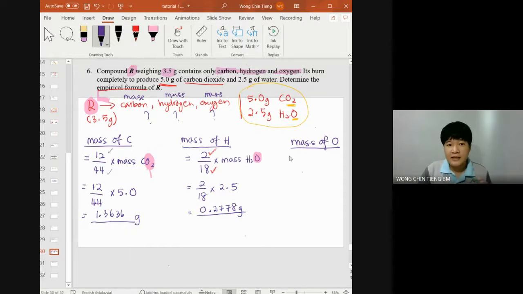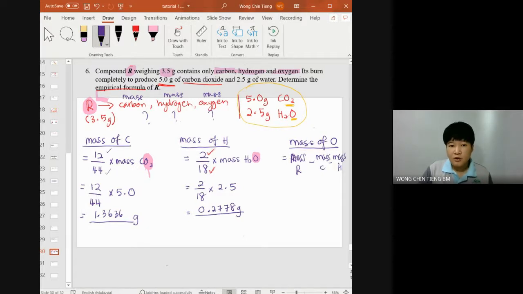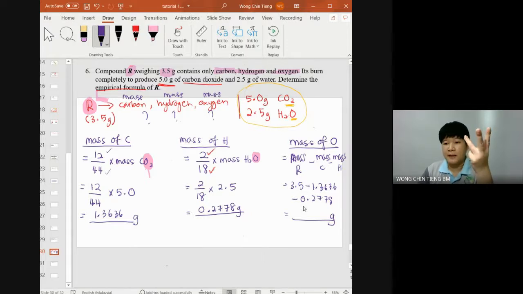Macam Himan cakap, kita dah ada R. Mass of R, alright, mass of R minus mass of carbon minus mass of hydrogen. Your R over here is 3.5 minus carbon 1.3636 minus 0.2778 gram, and you will have the mass of oxygen. Sebab R dibuat daripada 3 benda je. Dalam R tu ada carbon, ada hydrogen, ada oksigen. Saya dah tahu carbon, saya dah tahu hydrogen, saya dapatlah oksigen.